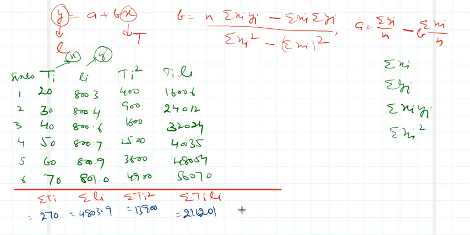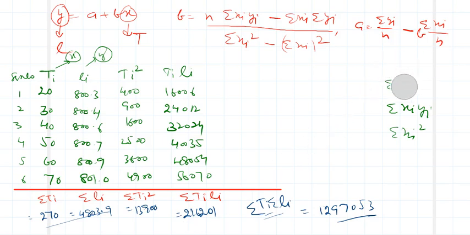And another thing which we need is to calculate Ti Li, right? So that means we have to multiply these two. Their sum is basically 1297053. That's what we are getting. So I will put these values in the given formula.